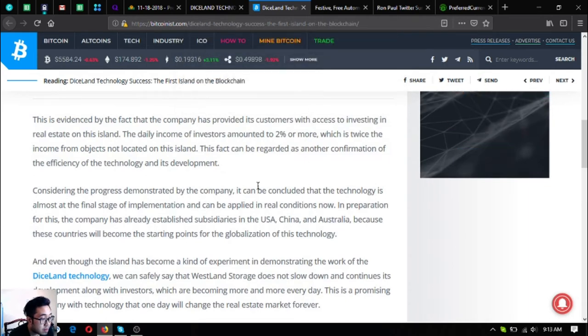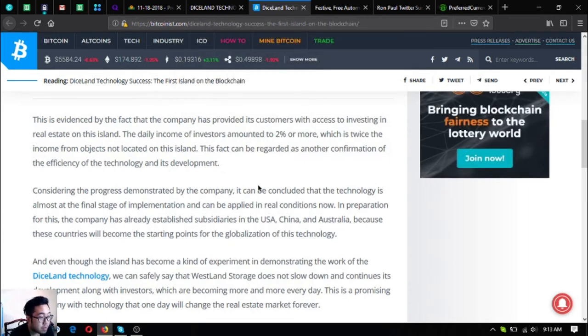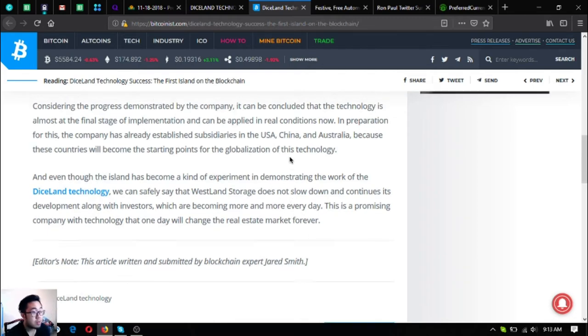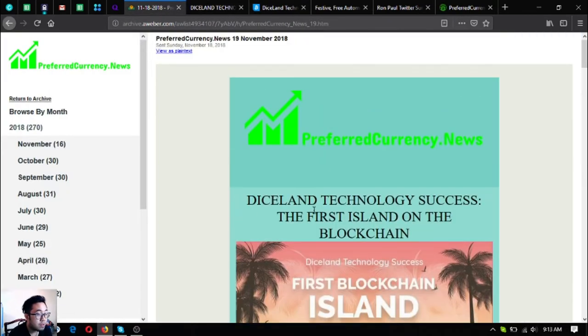In preparation for this, the company has already established subsidiaries in the USA, China, and Australia, because these countries will become the starting points for the globalization of this technology. Even though the island has become a kind of experiment in demonstrating the work of the Diceland technology, we can safely say that Westland Storage does not slow down and continues its development along with investors, who are becoming more and more every day. This is a promising company with technology that one day will change the real estate market forever. So that is the first headline.